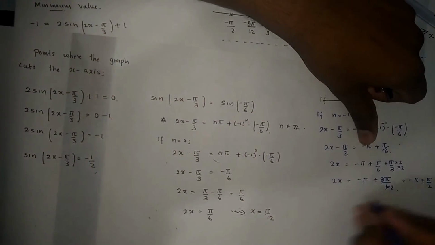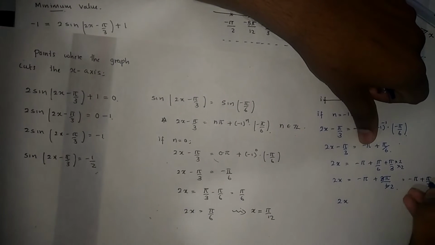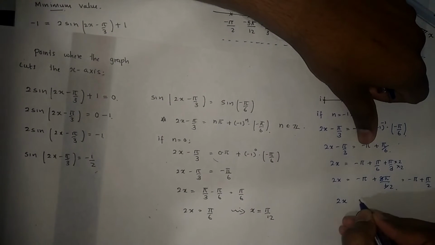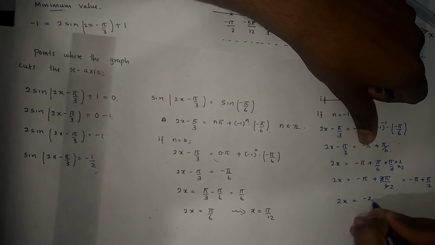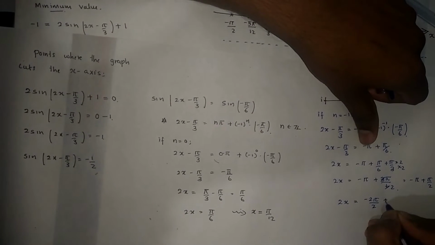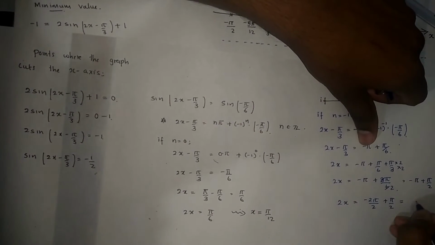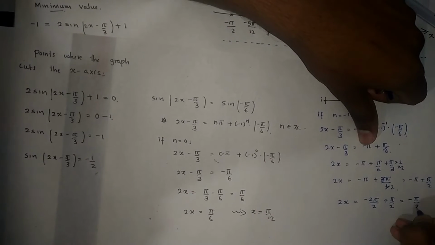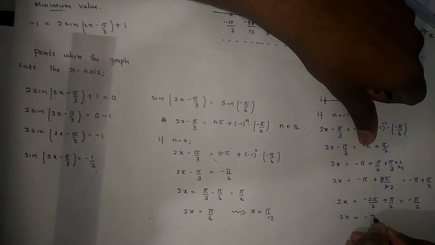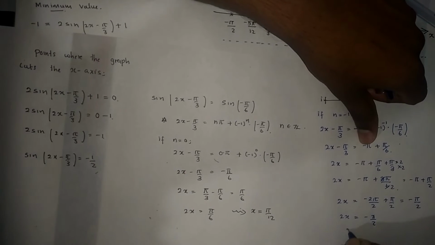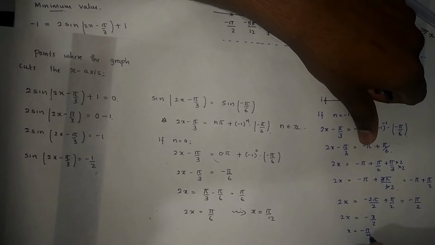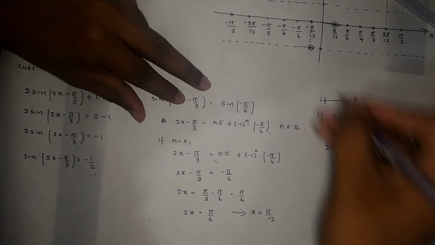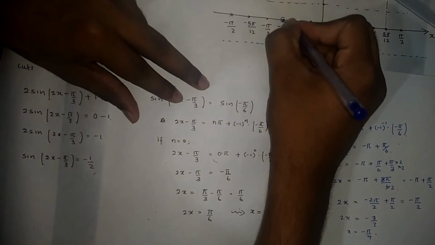So then you will be getting 2x is equal to minus pi plus pi by 2, you can multiply up and down by 2. So minus 2 pi by 2 plus pi by 2. Eventually you will end up getting minus pi by 2. So 2x is equal to minus pi by 2. So x will be equal to minus pi by 4. So at minus pi by 4 you have an intersection point.